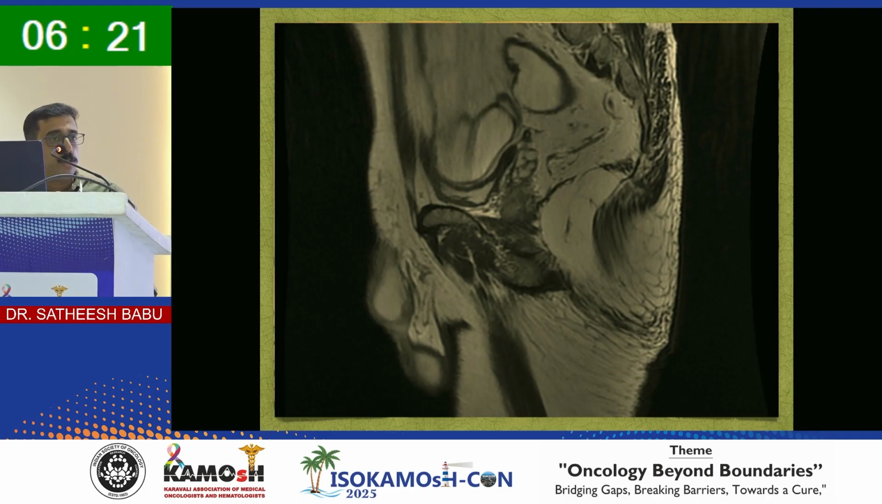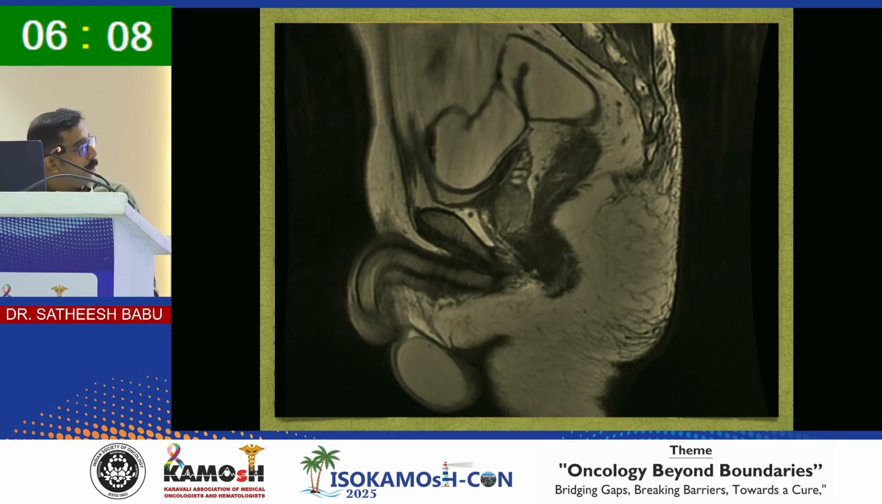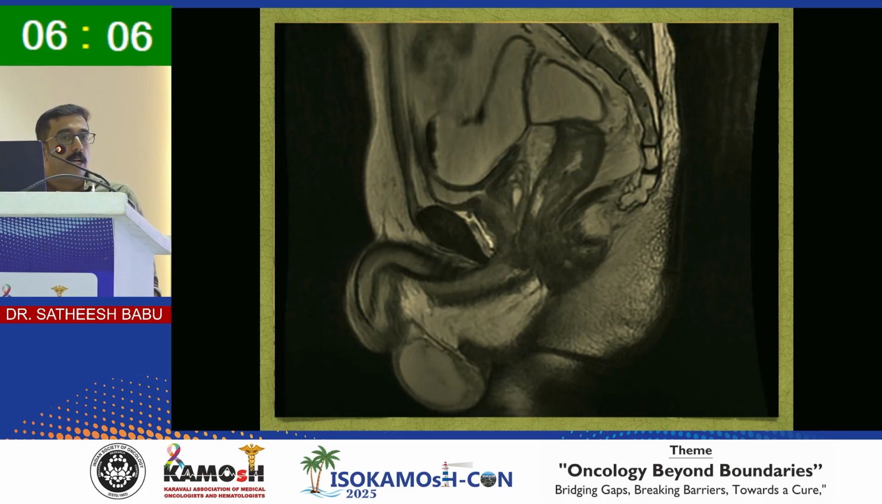So we start. This is the first sequence you have to look at. This is a SAG T2 sequence. Look at the bladder: there is fluid which is white. So that's the easy way for a clinician to say that this is a T2. As you scroll down, you can see this is the tumor.